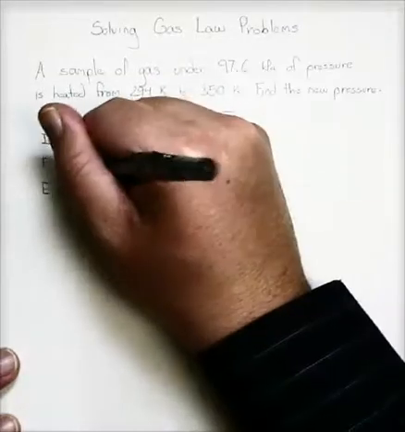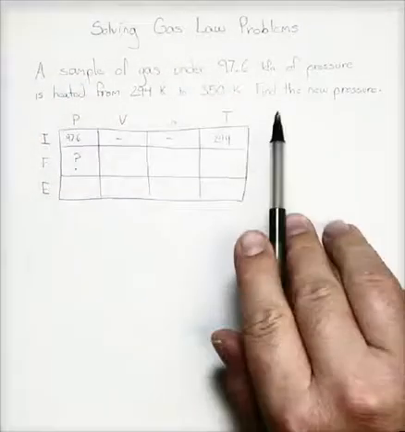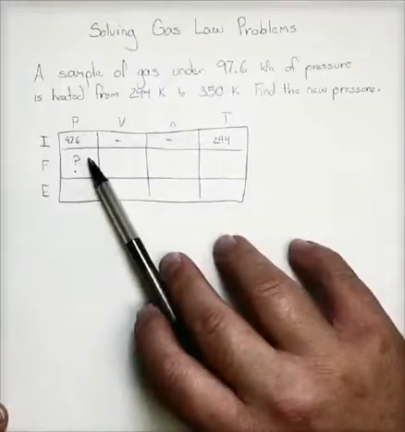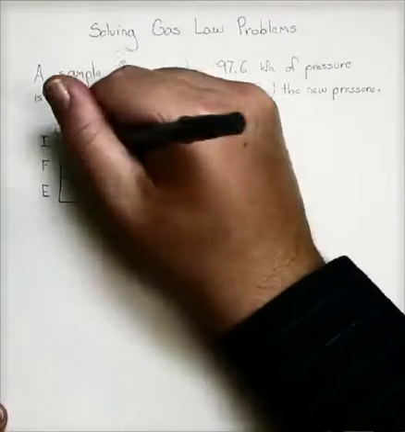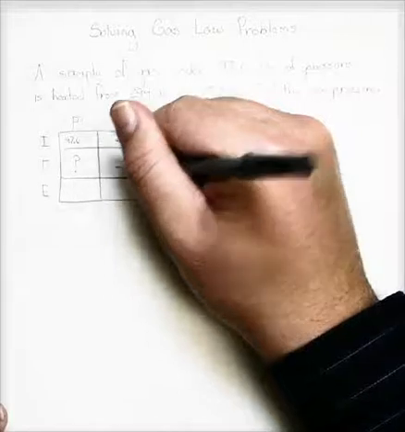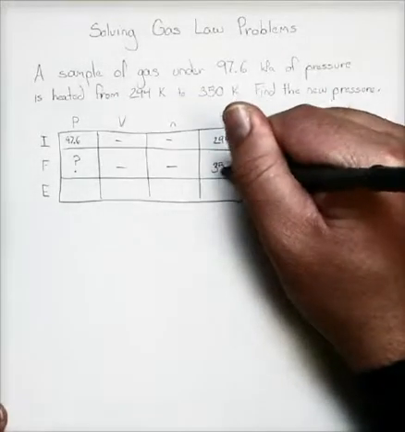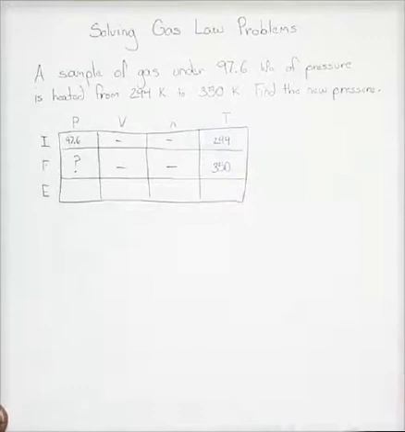After the change, we don't know what the pressure was. Notice that's what we're supposed to find. Find the new pressure, so we want the final pressure. That's what we're looking for. Volume didn't change. Number of particles didn't change. Temperature sure did, though. Went to 350.